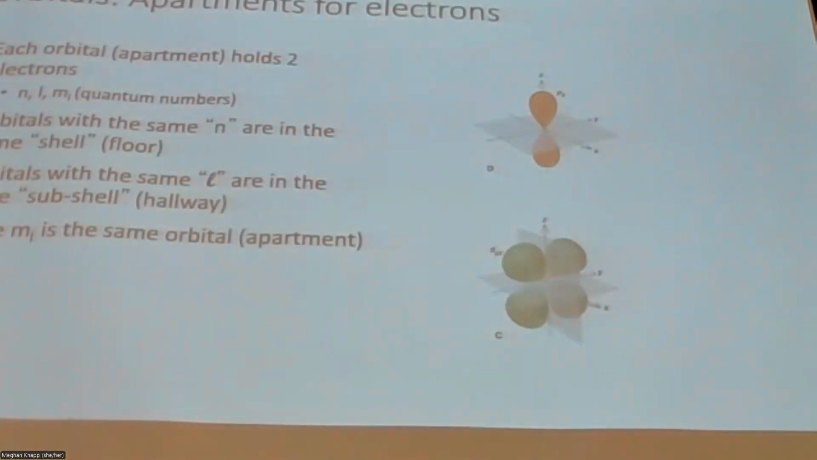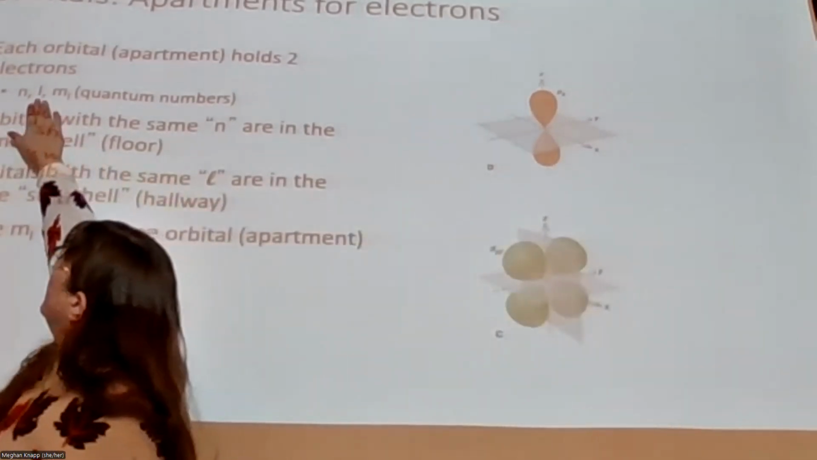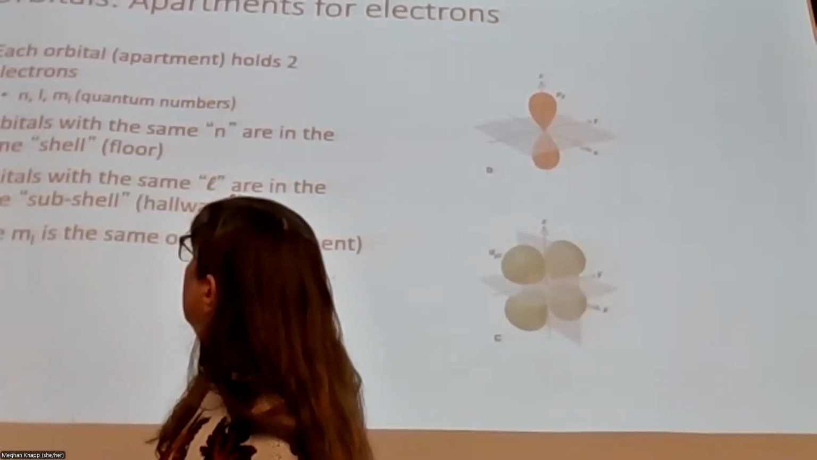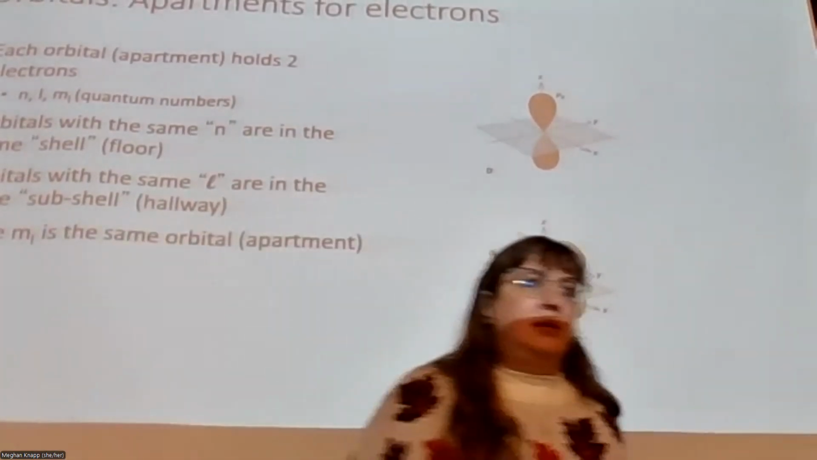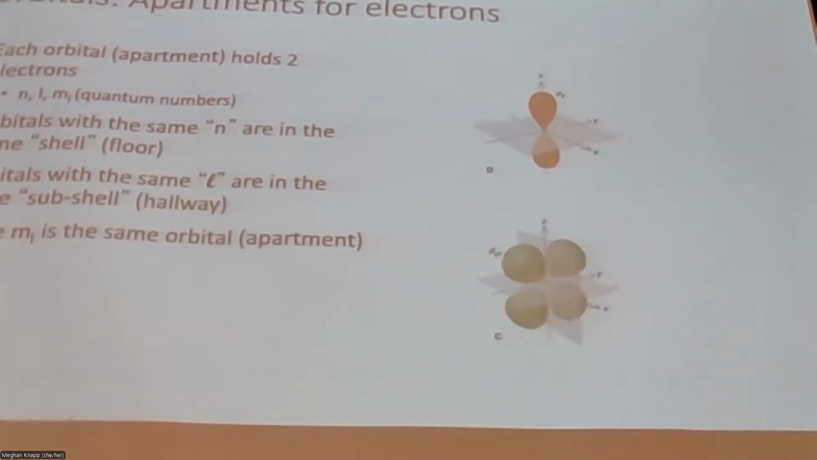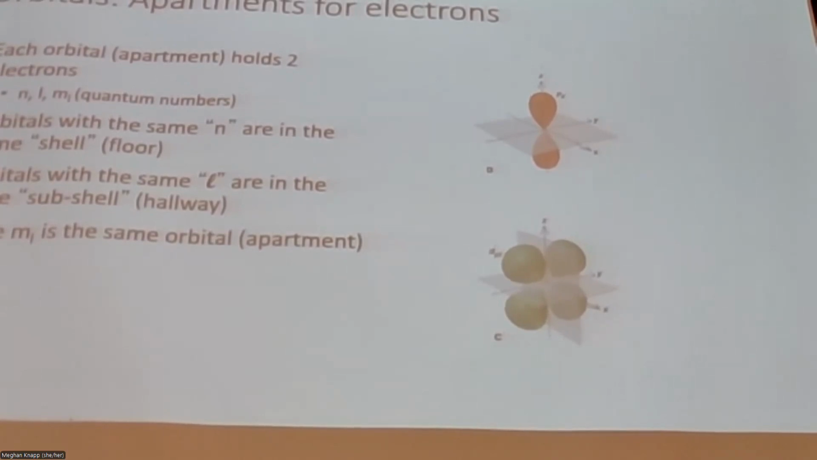All right. So we have the orbitals. Each holds 2 electrons. N is going to be the principal quantum number. L is what we use for the angular momentum. So the orbitals with the same L are in the same subshell, which is the same hallway. Okay. So L is kind of the overall classification for S, P, and D. So I say, what is L? You're going to give me a letter.